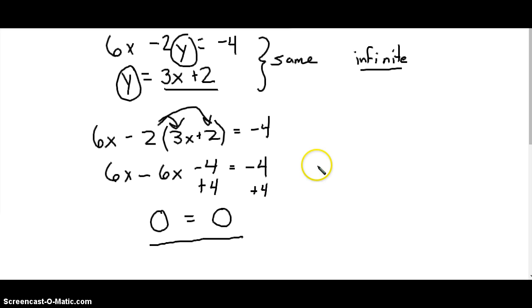Another case, you could end up with something that's not true, like 6 equals 3 for your final answer. This means that you have no solution. If you get a false answer, that means that those two lines never cross.